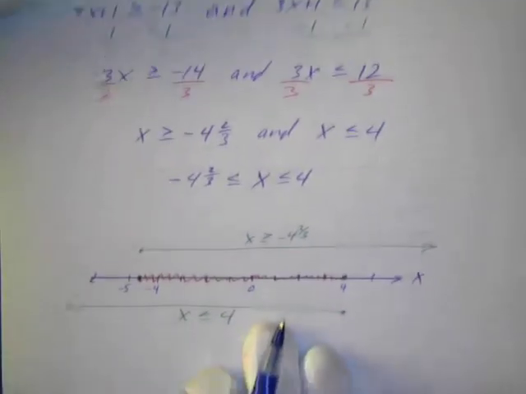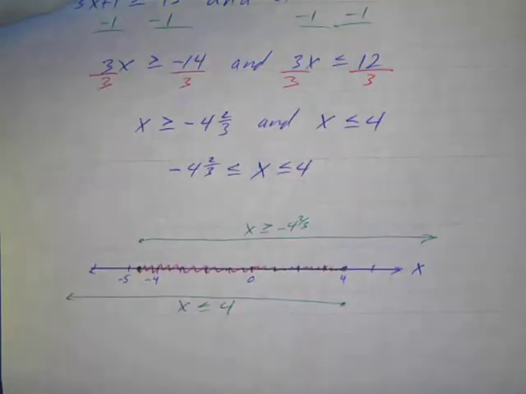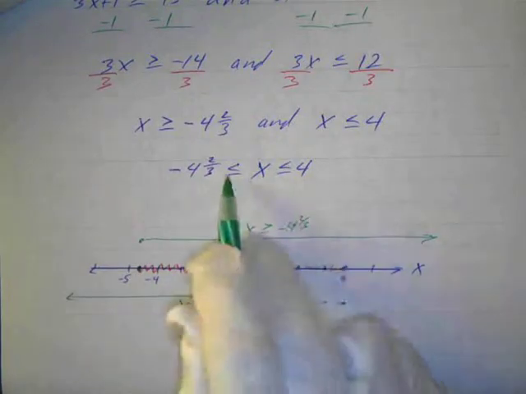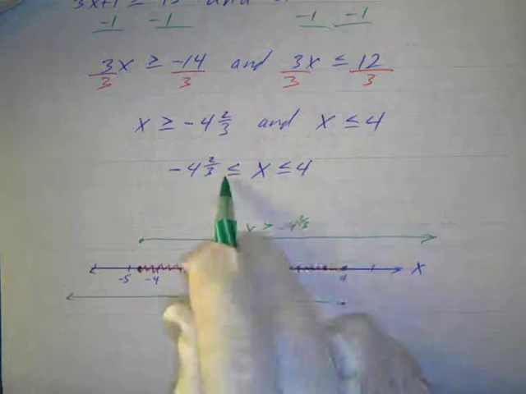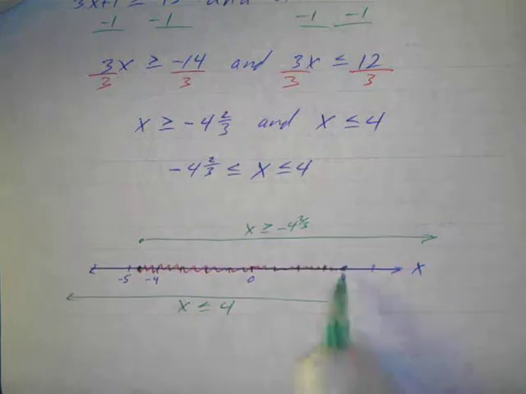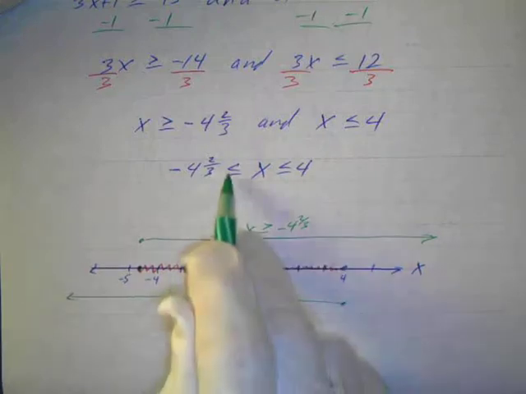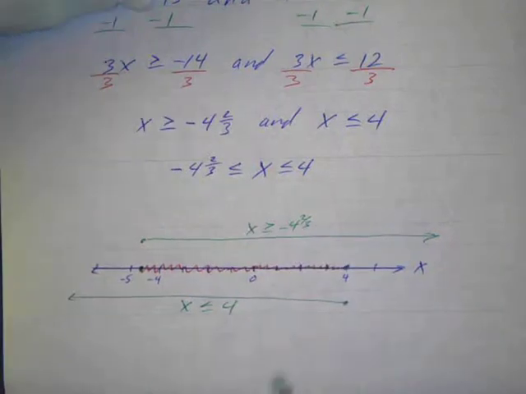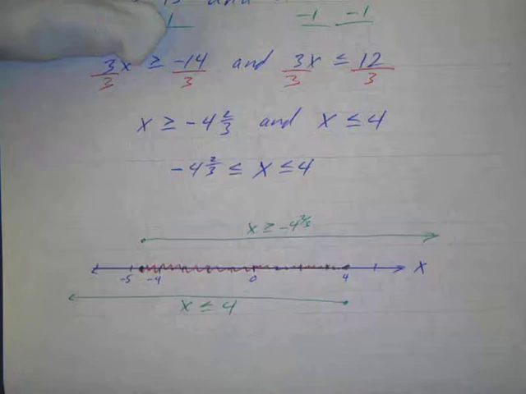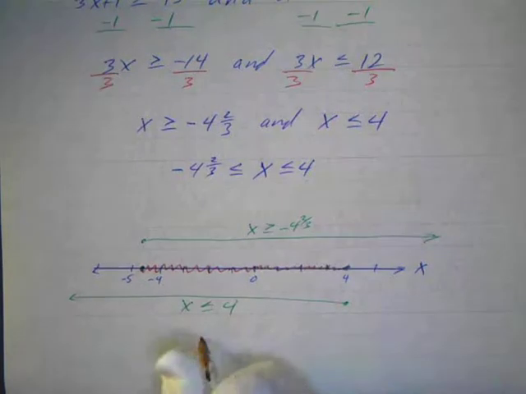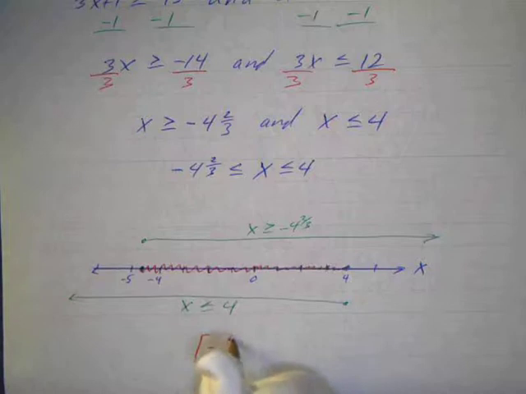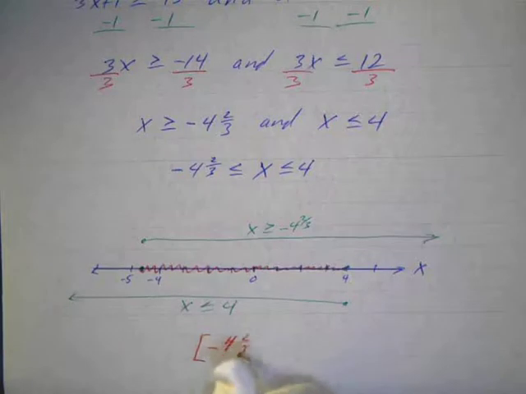Okay? And then if we want to use interval notation, then again, since it's equal to, we have a dot. I should have mentioned that. Since it's less than or equal to, or greater than or equal to, we have a dot. And then if we're going to do interval notation, those would be brackets. So that's going to be a bracket, and that's going to be from negative 4 2/3 to 4 with a bracket.